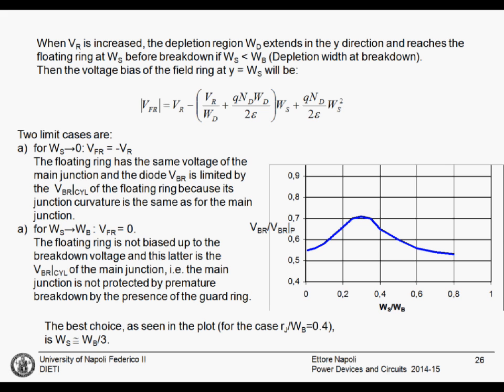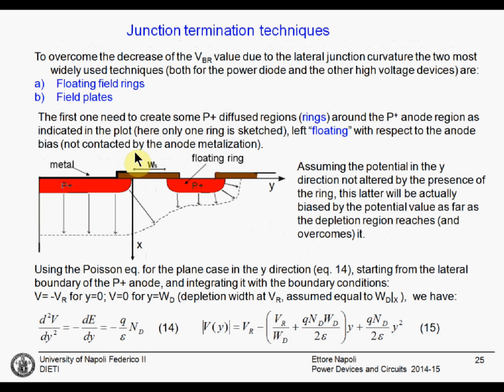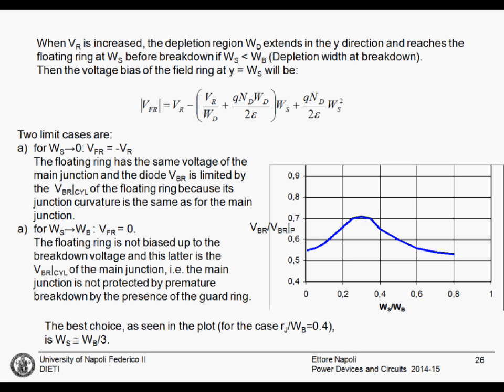There are two limit cases. We can understand what happens in the two limit conditions. First of all, the distance of the floating ring is very, very small. WS, that is this distance here, the distance of the floating ring from the main junction, is almost zero. In this case, the floating ring voltage is minus VR. Nothing is changed. The floating ring has the same voltage as the main ring, as if they were in contact.